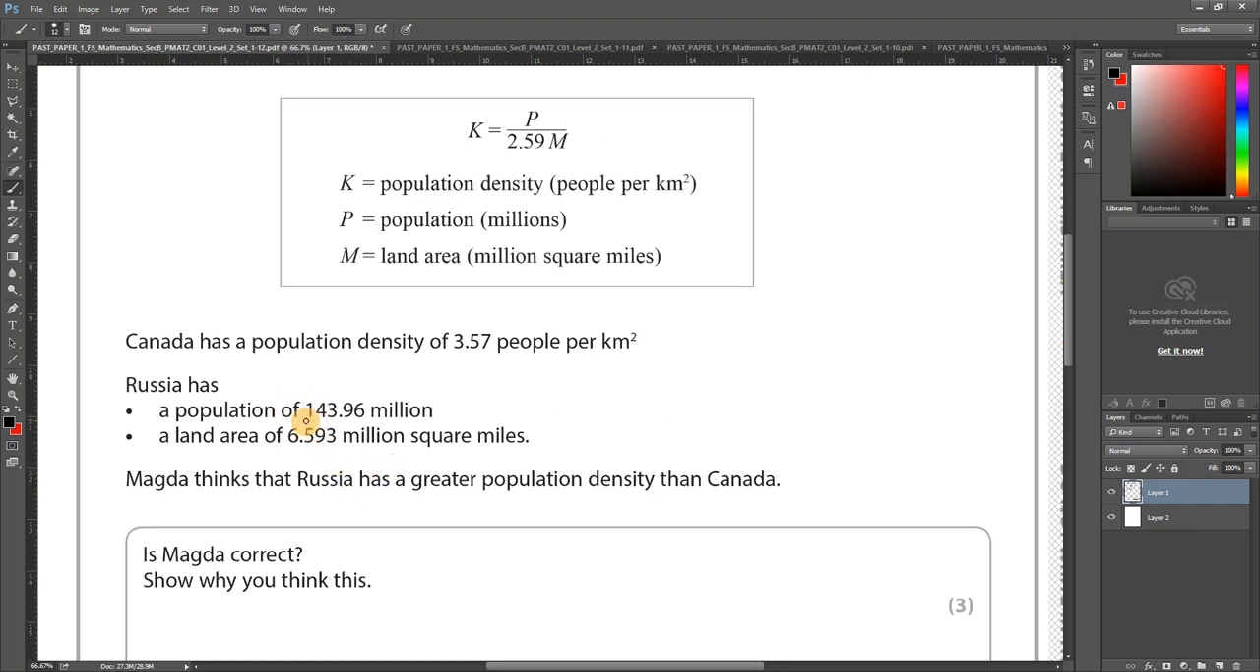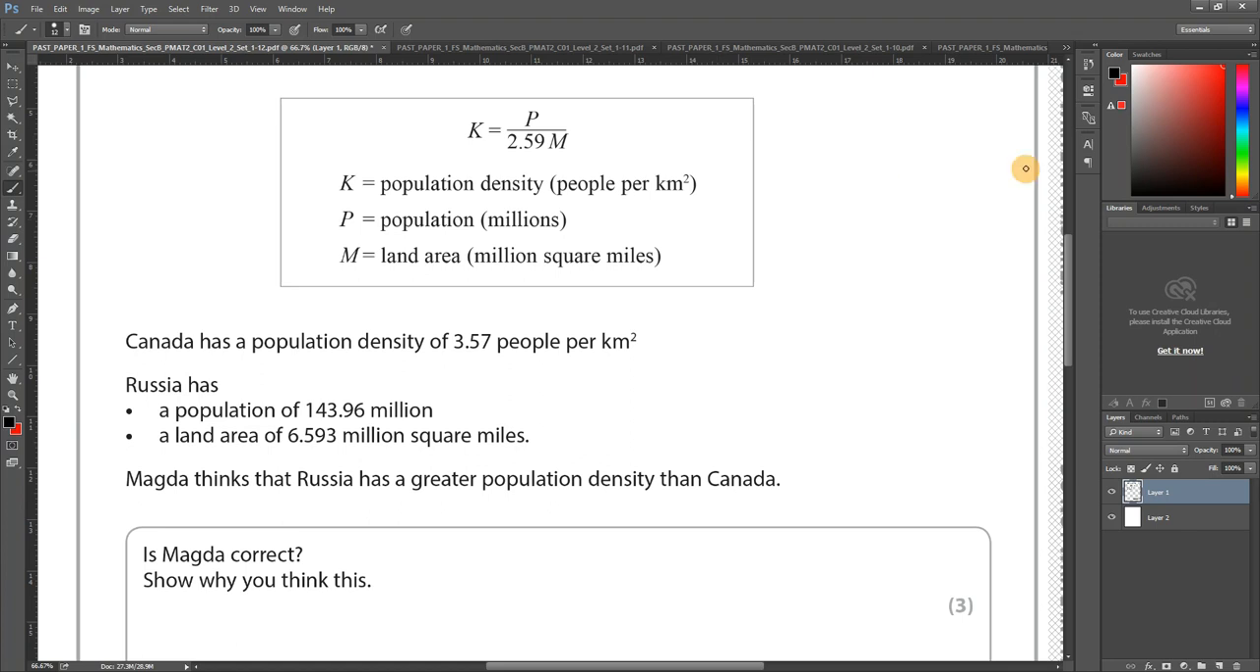So we already have what Canada is. So Canada has a population density of 3.57 people per kilometer squared. So we have to work out what Russia's population density is using this formula. So if you work out what K is, that'll give us the population density, and then we can compare it with Canada's. So let's use this formula.